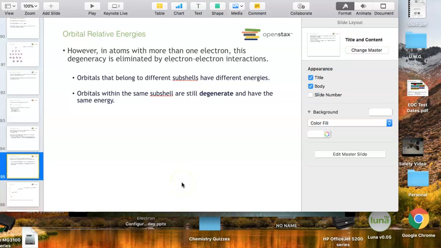However, in atoms with more than 1 electron, this degeneracy is limited by electron-electron interactions. So orbitals that belong to different subshells have different energies. An s and p subshell have different energies. Even if I have a 2s and a 2p, with the same n value, the s and p are different in terms of energy level. Orbitals within the same subshell are still degenerate and have the same energy values. So within the p subshell, they have the same energy level, but if you're comparing 2 different subshells, s and p, they have different energy levels.